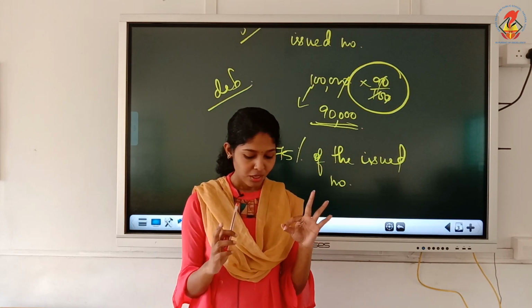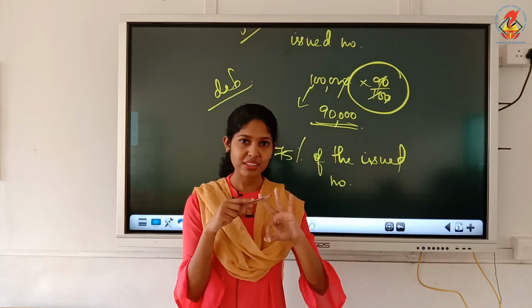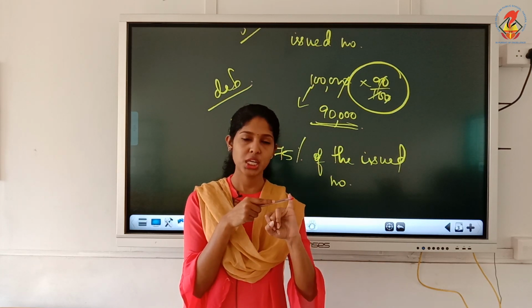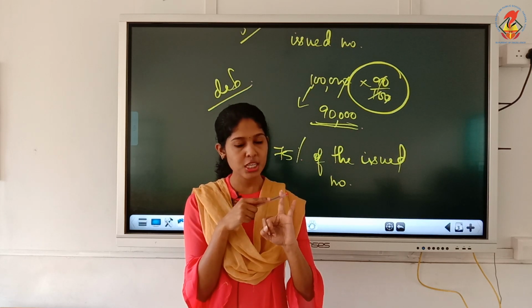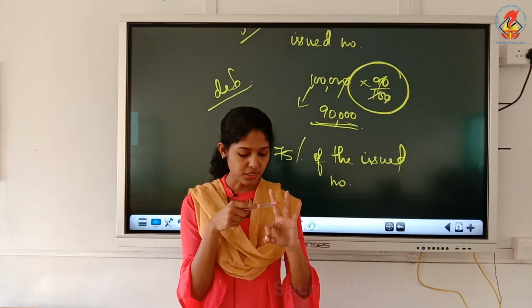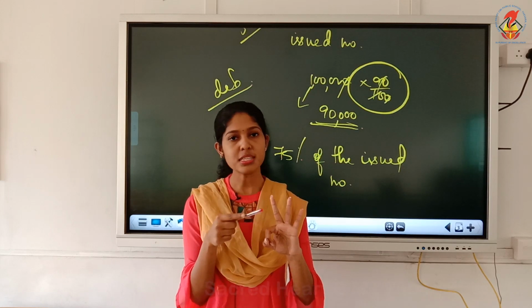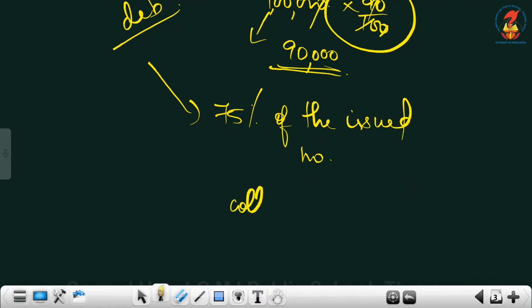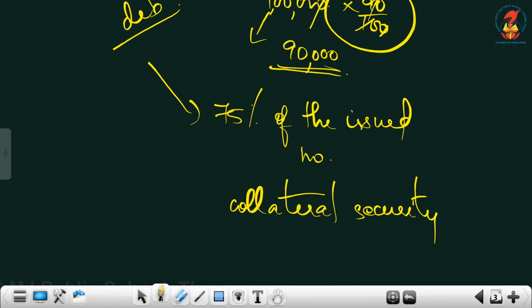It's easy. The third topic, so you just write the headings now. That is issue of debentures. The first one for cash, then the second one for consideration other than cash, and the third one as collateral security. That is a new term. We'll discuss it later. Now you just write the headings. Collateral security. Yes, so this is all about issue of debentures, the headings.